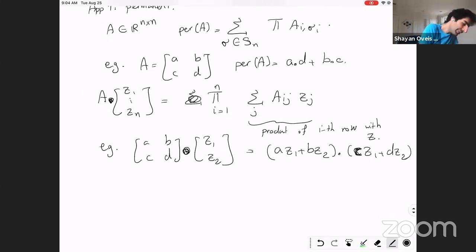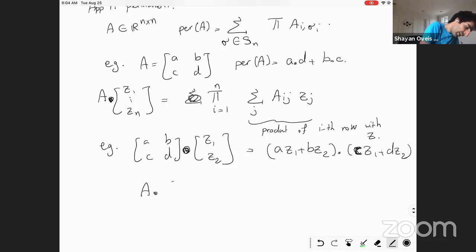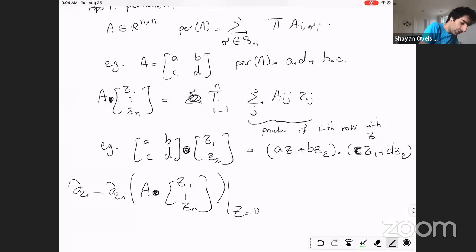Now here is the claim. The claim is that if you look at this polynomial you get from this operation, and you take partial z1 up to partial zn, and then set everything to 0, this is equal to the permanent of A. You can check it in this simple example I showed here, (a z1 plus b z2) times (c z1 plus d z2). What is the coefficient of z1 z2 in this polynomial? The coefficient of z1 z2 is exactly ad plus bc. I'm not going to prove it formally, but more generally, this is true. If you pick any matrix A, whatever entries it has, you get the permanent of A by looking at the coefficient of z1 up to zn of this polynomial.